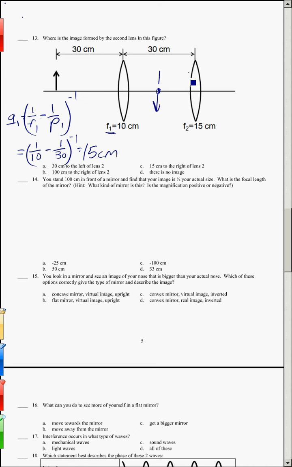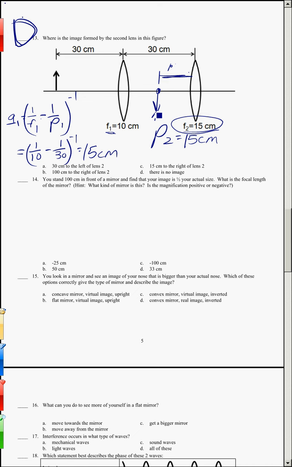That means that P2 equals 15 centimeters. But look, now the object is at the focal point, so that means that there is no image. So number 13 is D, because the image from the first lens, right here, is the object for the second lens, and that object is at the focal point of the second lens, so there's no image at all.